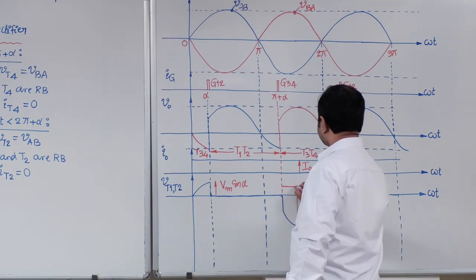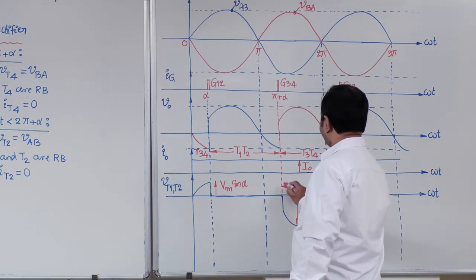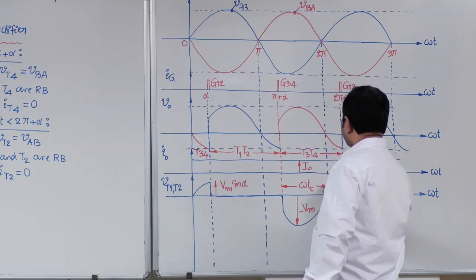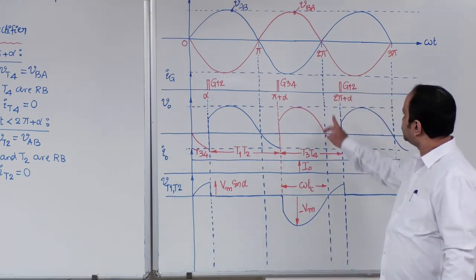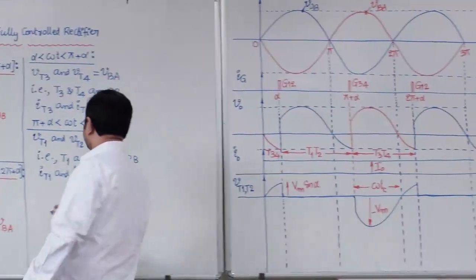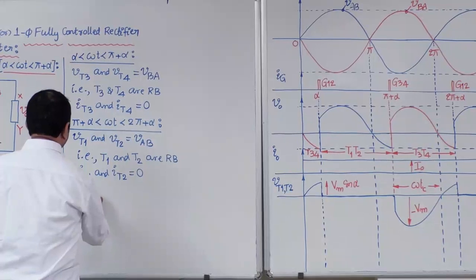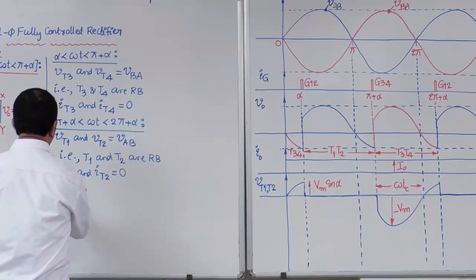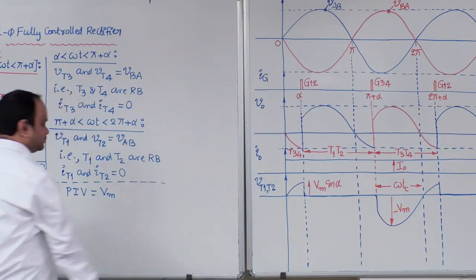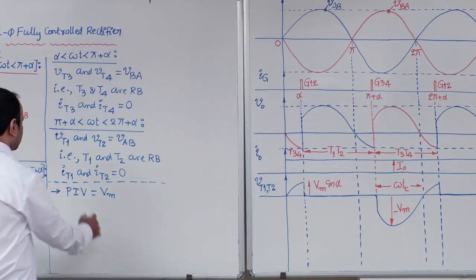Next point is the circuit turn off time. That is measured from pi plus alpha to 2 pi. So if you write down these conclusions, we can write it like this: the peak inverse voltage rating is equal to Vm, which is the same as that of the source voltage.